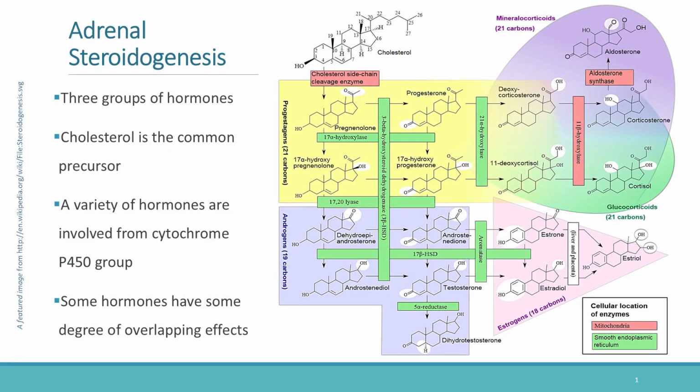This slide shows adrenal steroidogenesis. Cholesterol serves as the common precursor for all adrenal steroid hormones. Through multiple enzymatic steps, particularly involving cytochrome P450 enzymes, cholesterol is converted into mineralocorticoids, glucocorticoids, and adrenal androgens. Notice that many pathways overlap. This explains why inhibition of one enzyme may affect several hormones simultaneously.